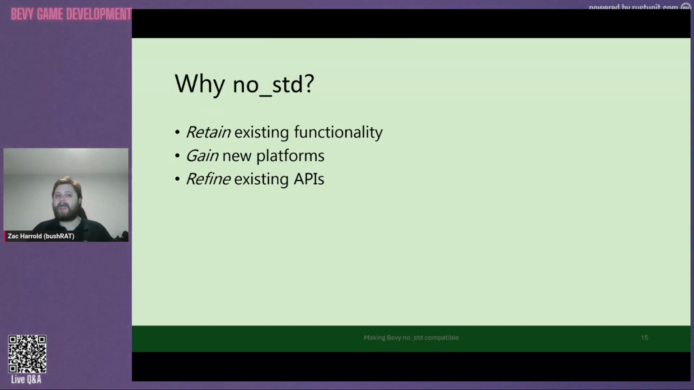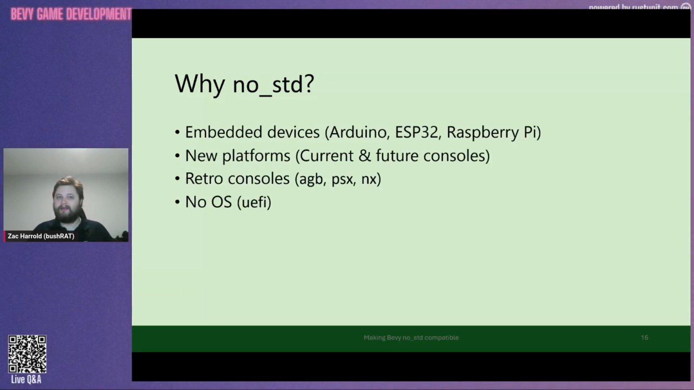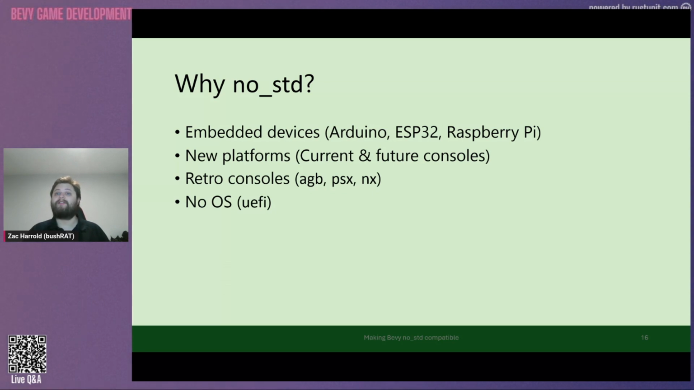So stepping back, what kind of new platforms do we actually get access to with Bevy? Well, the typical that I've mentioned before is embedded platforms. So Arduino, ESP32, Raspberry Pis. These are the poster child for the embedded community within Rust. But there's a bit more to it than that.